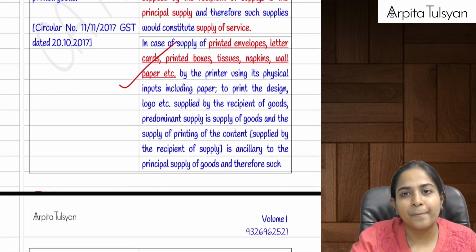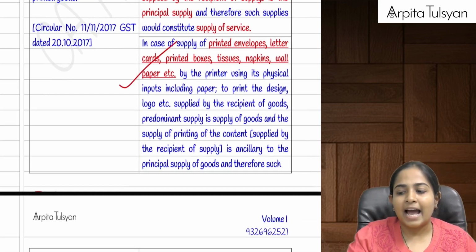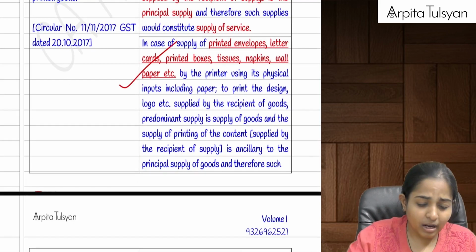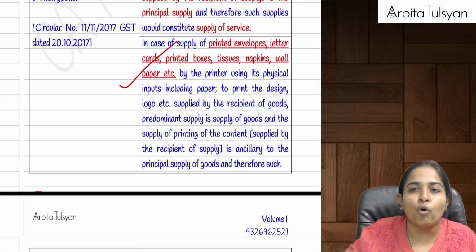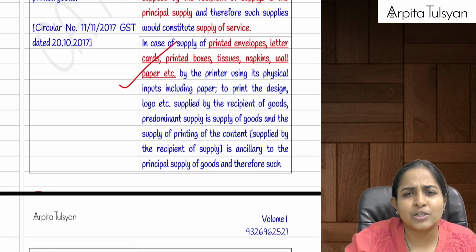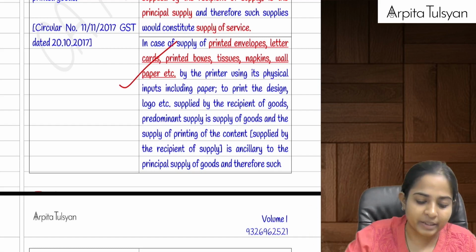Let's say I go to a printer and I tell the printer that I want some tissue papers on which I want my logo so that I can use. You must have seen in restaurants, etc. It is a very, very common thing. So I go to a printer.